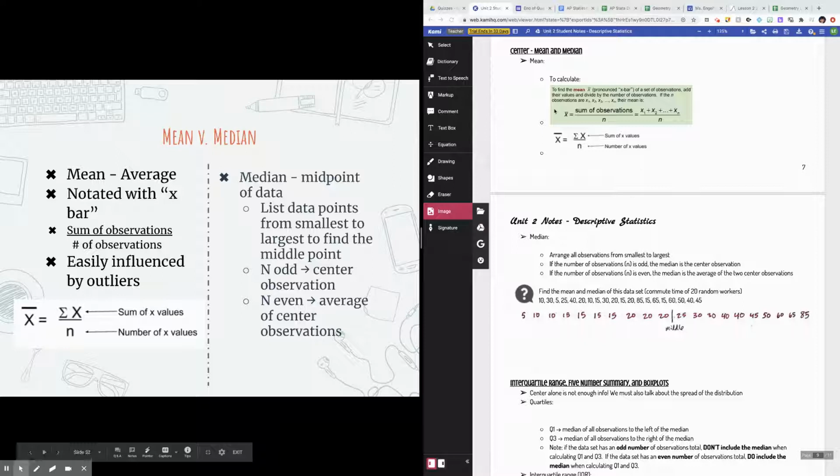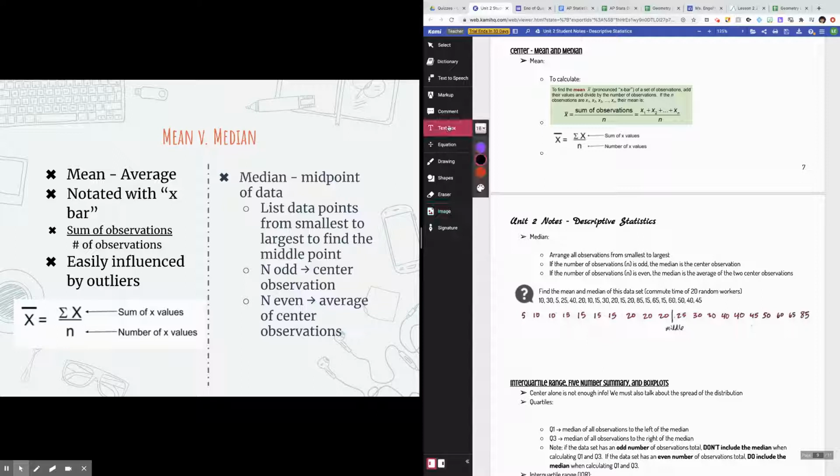All right, y'all. So let's talk about mean and median. Mean and median are your two most common measures of center, right? And you've likely heard these terms before, right? So mean is just our fancy statistical term for average, right? It literally just means average. But the important thing to note about the mean is that it is heavily or easily influenced by outliers. Okay, and that's because of the way that it's calculated, right?